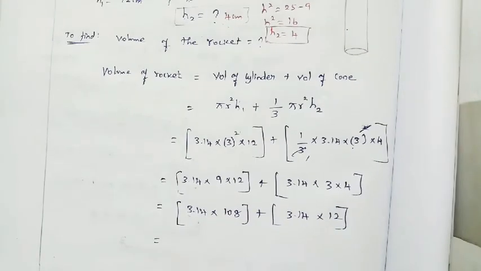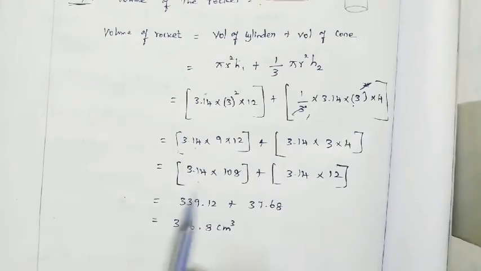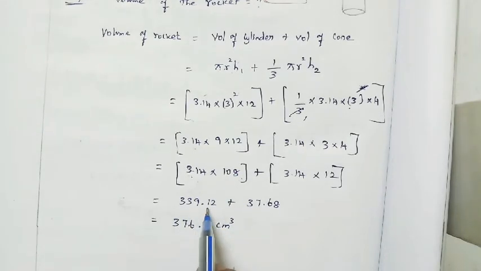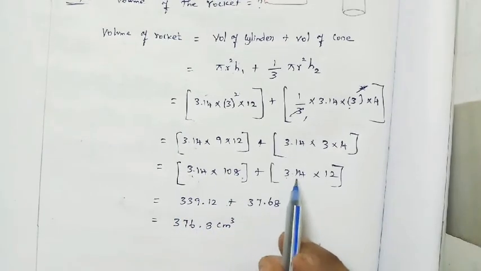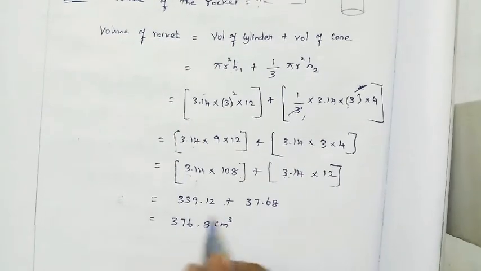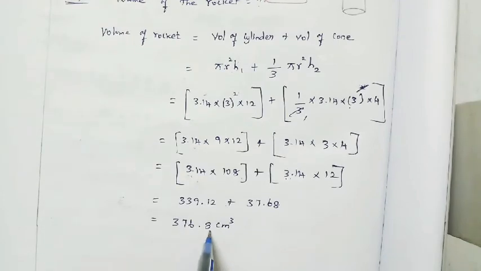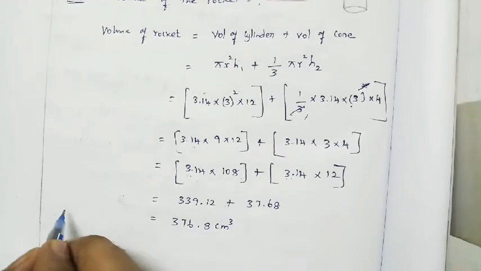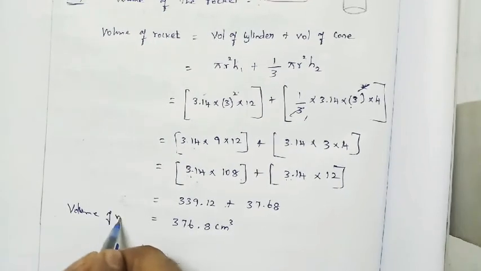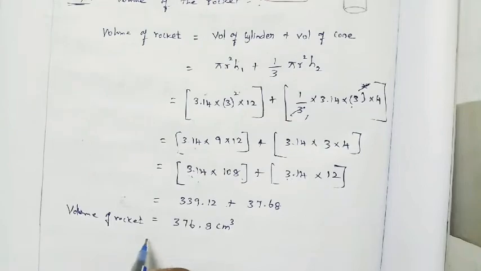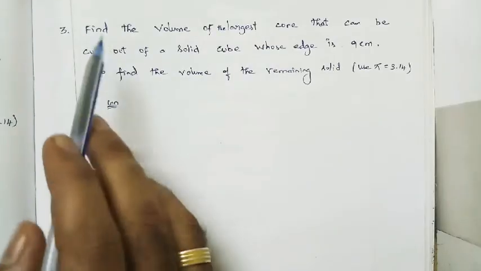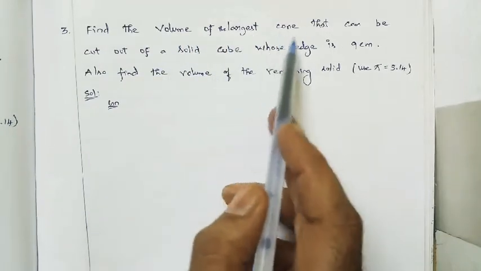3.14 into 108 is equal to 339.12, plus 3.14 into 12 is equal to 37.68. While adding these two, we get 376.8 centimeter cube. So volume of rocket is equal to 376.8 centimeter cube. So number 3, find the volume of the largest cone, right?